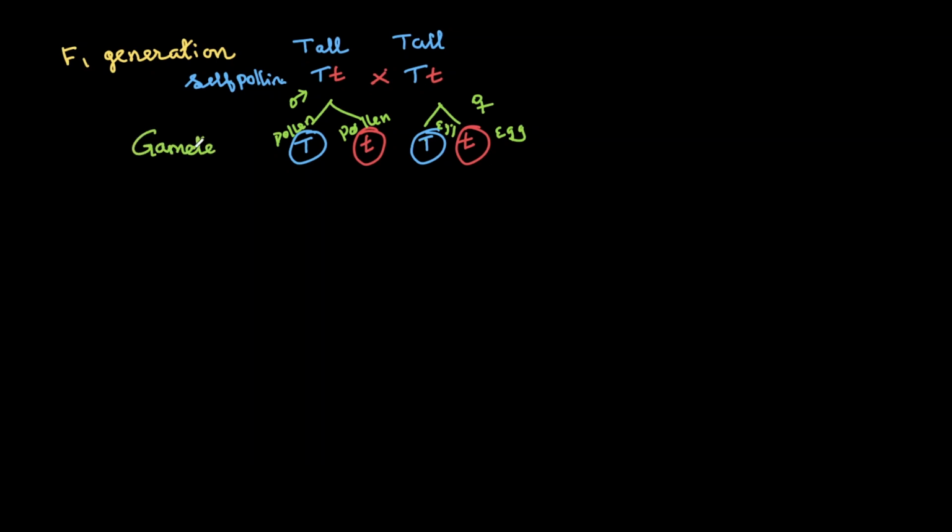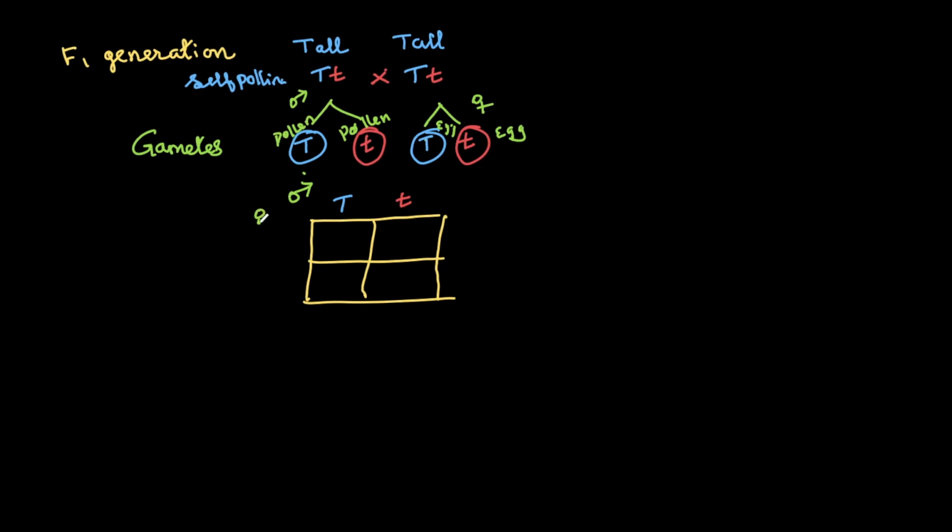You have to understand how they form the gametes. So when the gametes are fused, we can easily draw a Punnett square and get the combination of individuals in the F1 generation. Let me draw the Punnett square. I am writing the male gametes on this side: capital T, small t.